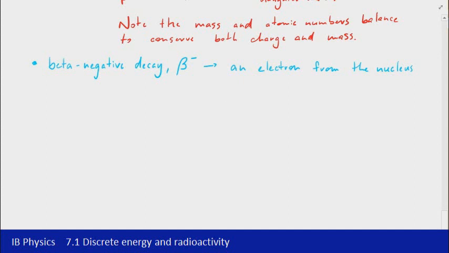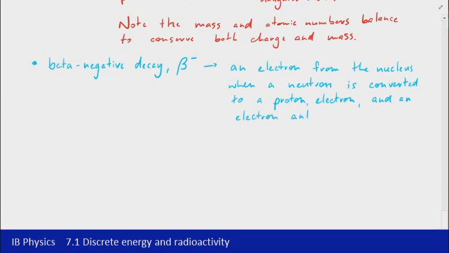is when a neutron is converted to a proton and an electron. And we also have another little particle here that we're not going to deal with now. We will deal with it in subtopic 7.3 when we get back to it. There's another particle here, it's known as an electron antineutrino. As I said though, we'll come back to that particular particle in a later subtopic.